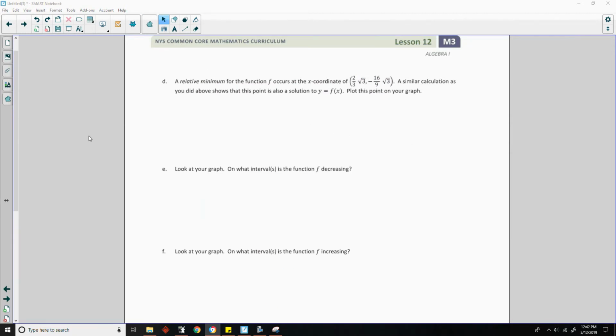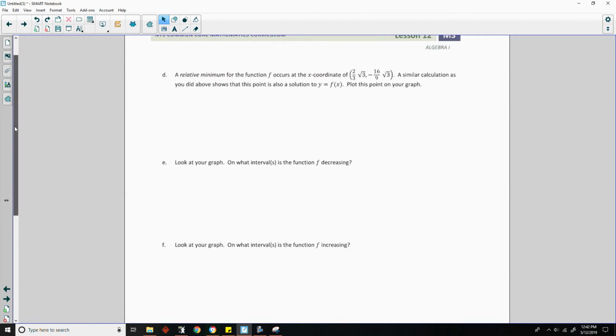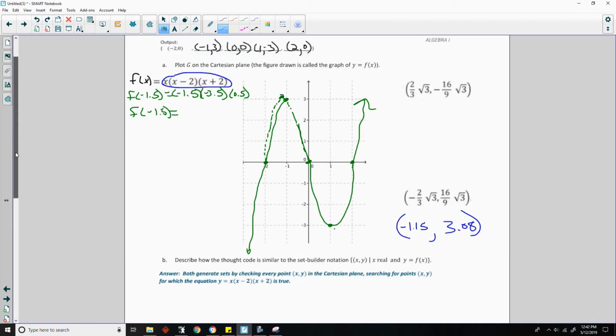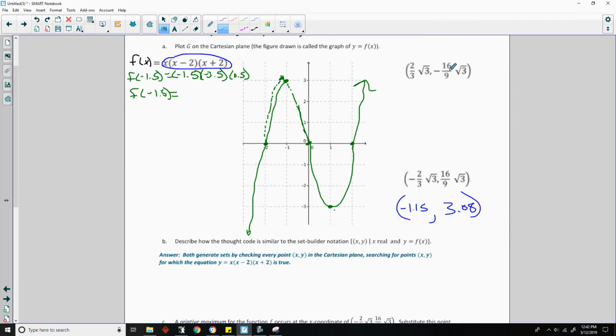Okay, page 6. Part D says a relative minimum. Okay, so now we're talking about a relative minimum for the function f occurs at the x-coordinate 2/3 root 3, negative 16/9 root 3. A similar calculation as you did above shows that this point is also a solution to y equals f of x. Plot this point on your graph. So I've already brought this over to here, so there it is right there.